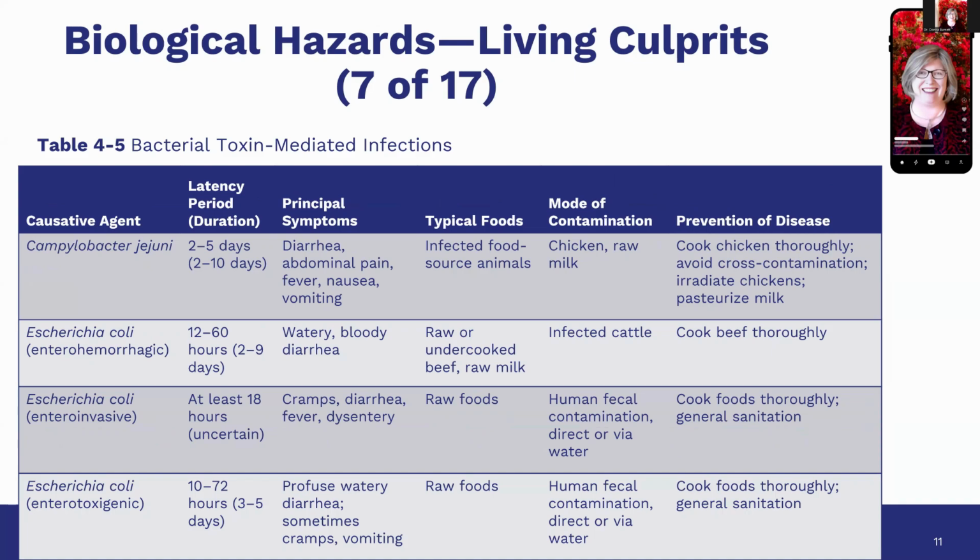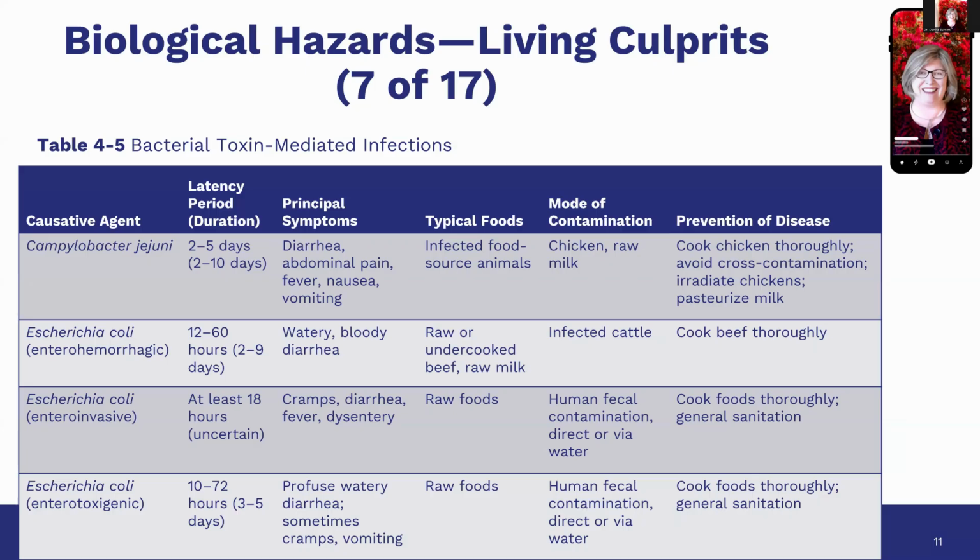Let's look at E. coli here. There's actually 3 types of E. coli. Let's take the enterohemorrhagic. The latency period of 12 to 60 hours, which again is a very long latency period, and the duration could be 2 to 9 days. For E. coli, enteroinvasive, uncertain duration. And then that last category, the latency period could be 10 to 72 hours, and that could last 3 to 5 days. But what do we notice here in the principal symptoms?